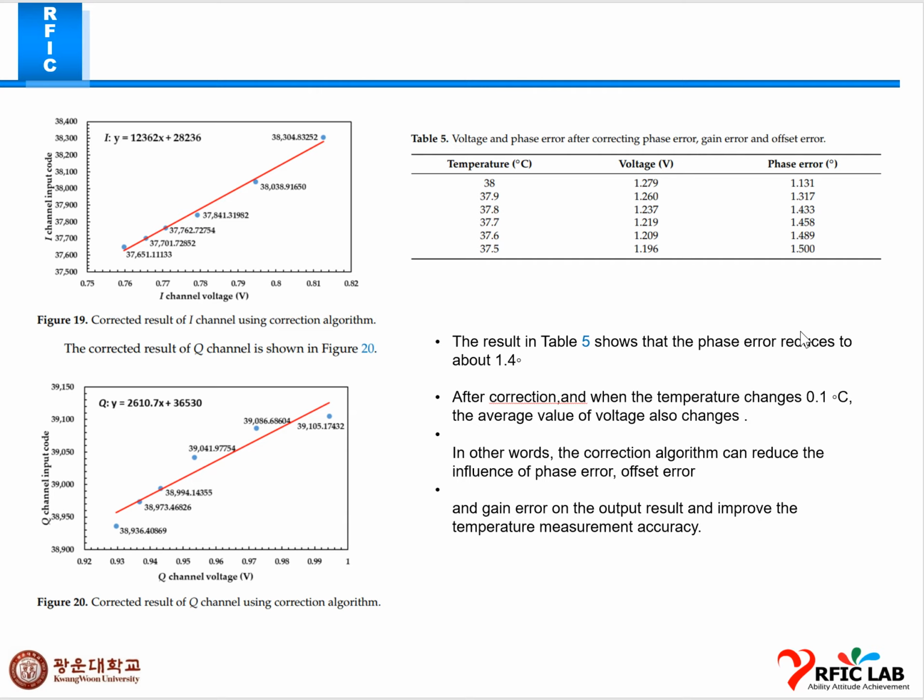As you can see in this table also, the phase error is reduced to 1.4 degrees. After the correction, the temperature changes by 0.1 degree Celsius, and the average of the voltage also changes. In other words, the correction algorithm can reduce the influence of phase error and offset error, and the gain of the output result improves the temperature measurement accuracy. By this correction algorithm, we can improve the gain error and the output result, and we can also improve the temperature measurement accuracy.